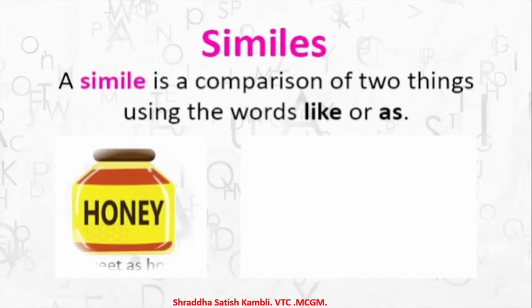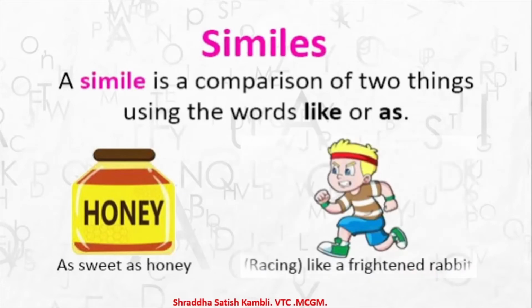So let us see an example. See, as sweet as honey. So if you say she is as sweet as honey, it means she is very sweet. How sweet is she? She is as sweet as honey. So you're comparing someone with honey. Or look here, you can say racing like a frightened rabbit. So how is he racing? The way he's running is being compared to the way a frightened rabbit runs. So this also is an example of simile.